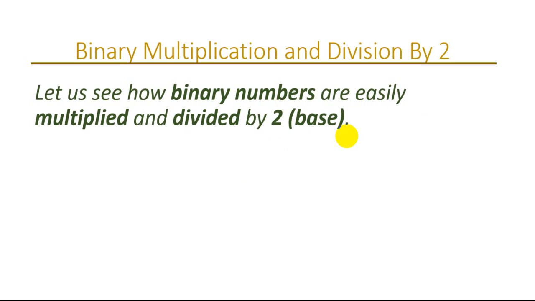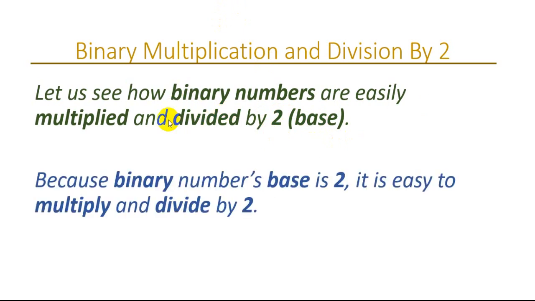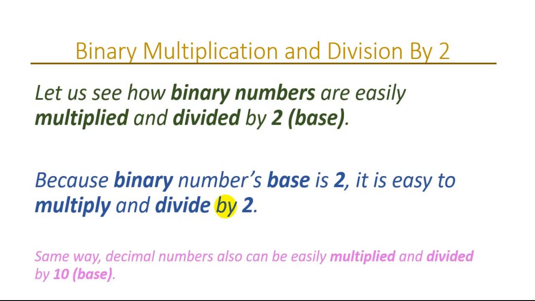The main reason why we are taking the division by 2 is because 2 happens to be the base of binary numbers. So dividing by the base is the solution. Because of that it becomes easier. Because the binary number base is 2, it's easy to multiply and divide by 2. We are not talking about any other number, we're just going to do multiplication and division by 2 and show you. This same theory, after I do it, you can apply on decimal numbers also.